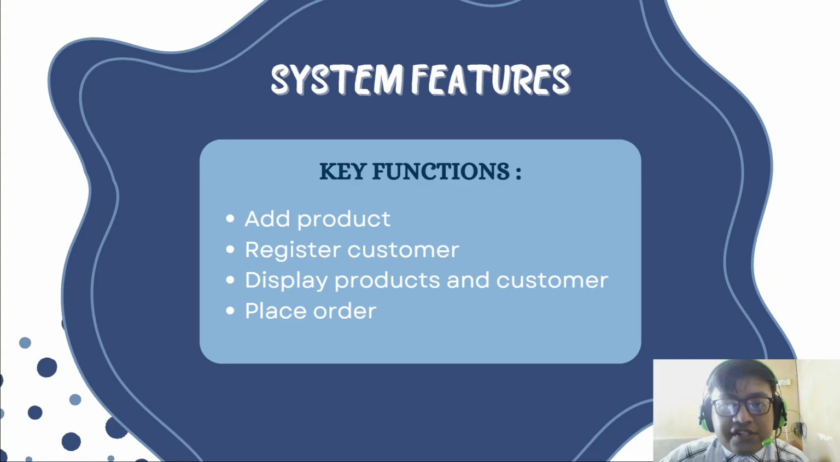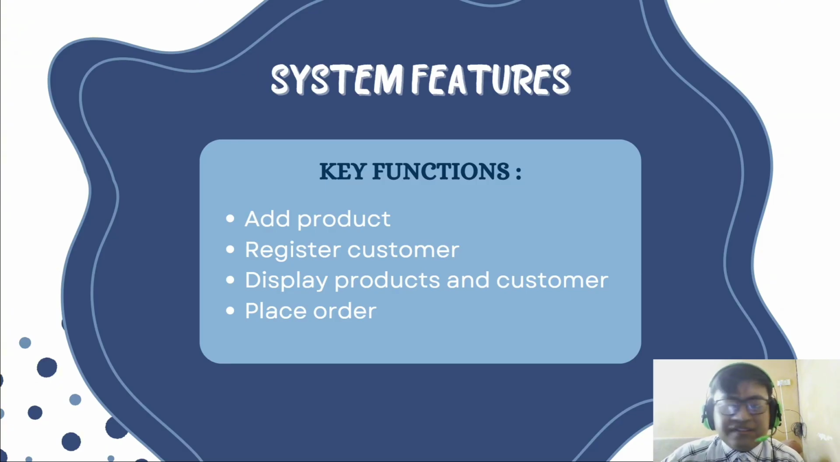One of the core features is place orders. A customer can place an order by entering their name and choosing a product ID along with the quantity they want. The system calculates the total cost of the order automatically by multiplying the price of the product and the quantity. Finally, all the order details, including the order ID, customer ID, product ID, quantity, and total amount, are saved into the file called orderdetail.txt. This ensures that all orders are recorded and can be reviewed later.